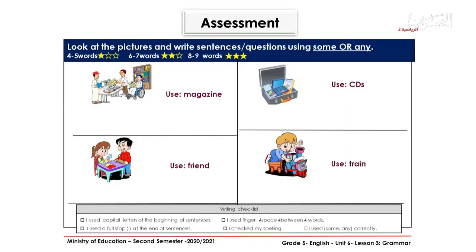You are ready now to write your own sentences using some or any. You can write sentences or questions. Look at the pictures and write your own sentences or questions. Take out your mini board and start writing. And don't forget to start with capital letters and end with a full stop. Also, you have to use finger space between words. You have to check your spelling and use some or any correctly.